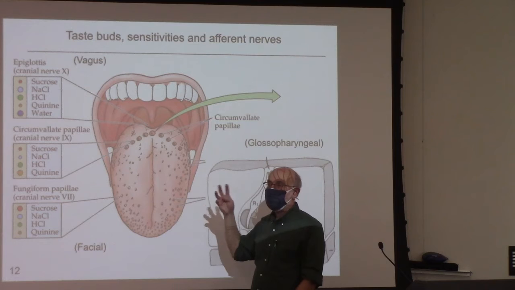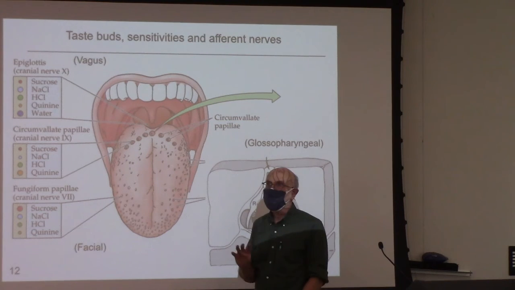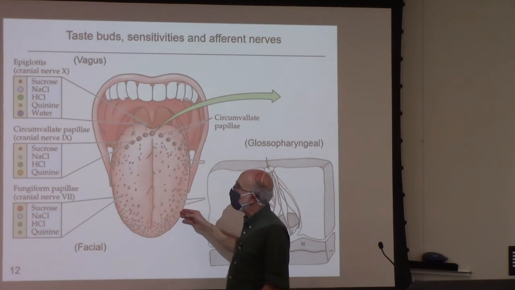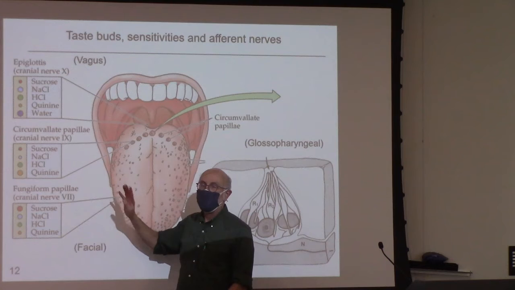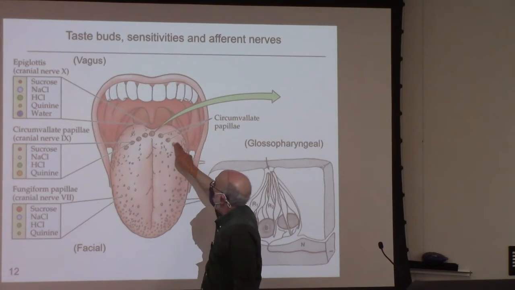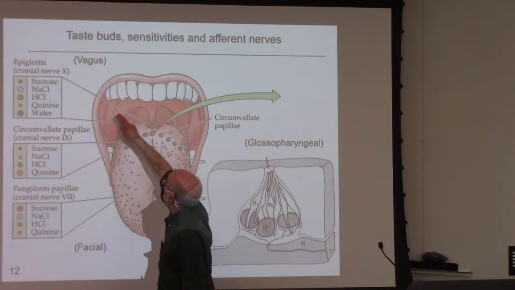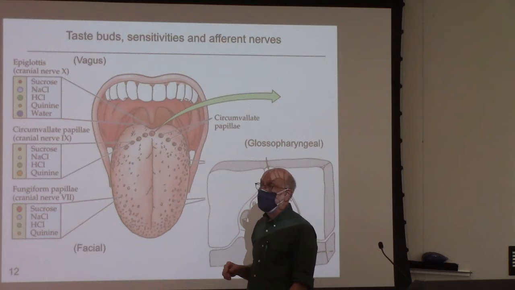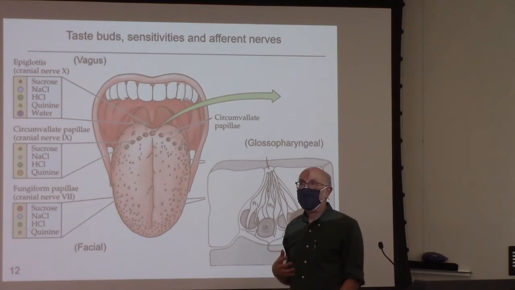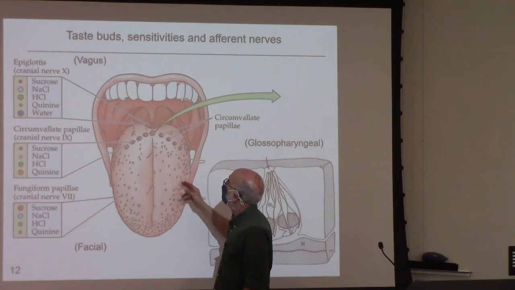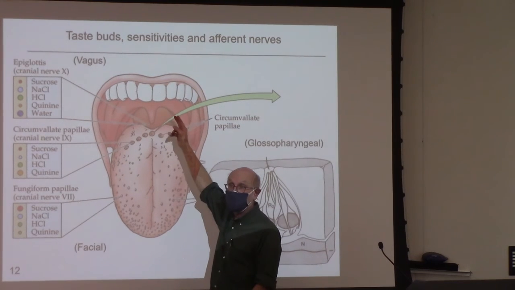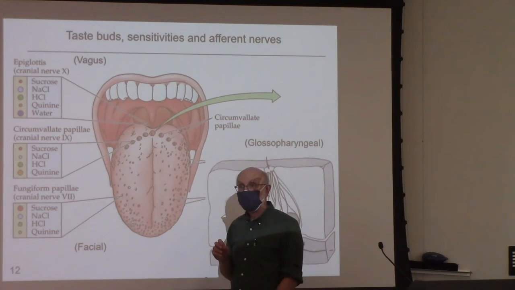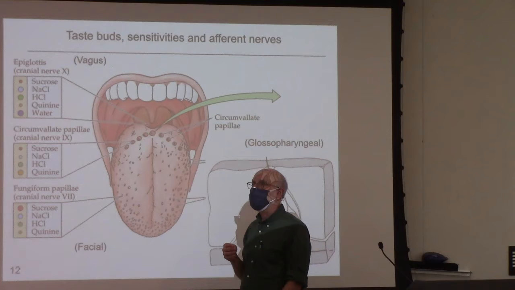There are different types of taste buds that I don't want you to memorize. We have taste buds at the tip of the tongue that have a name. We have taste buds at the back of the tongue that have a name. We actually have taste buds in the back of the throat that have a name. I don't want you to know the names. I do want you to know that there are different locations of the taste buds: tip, back of the tongue, throat.